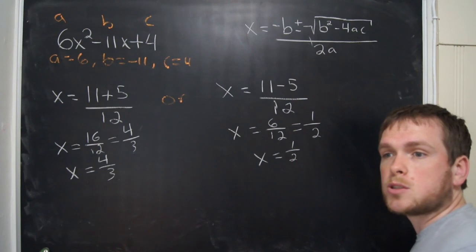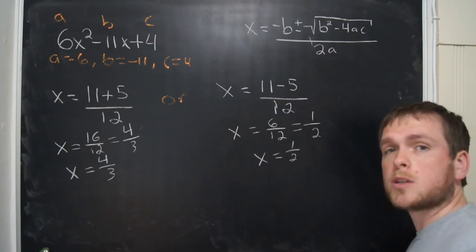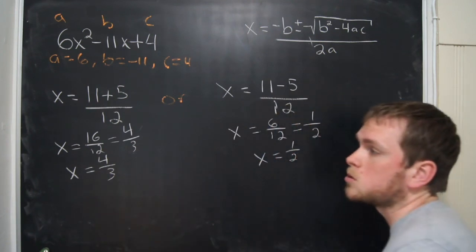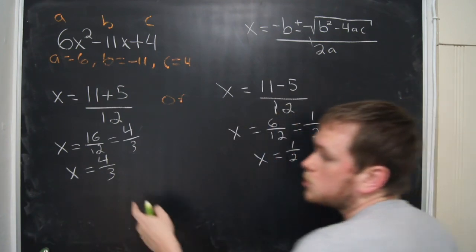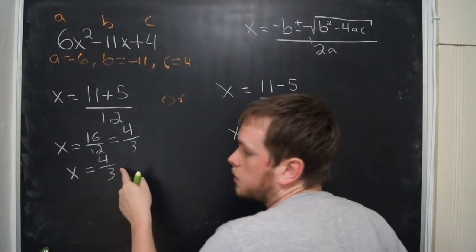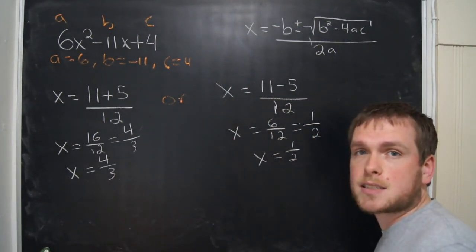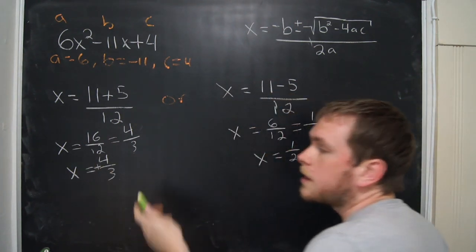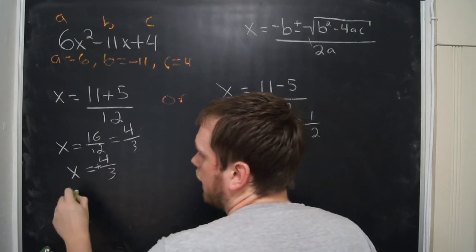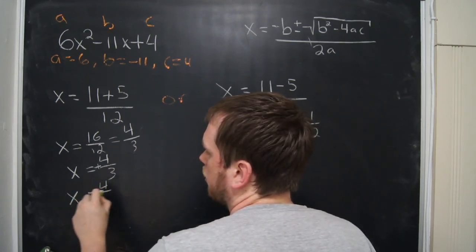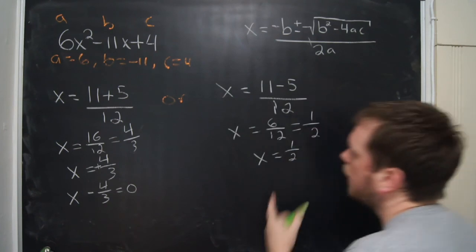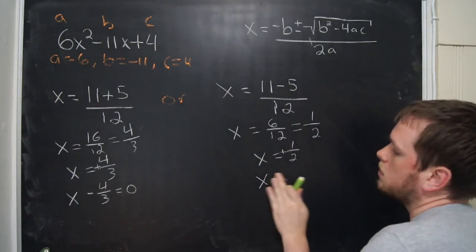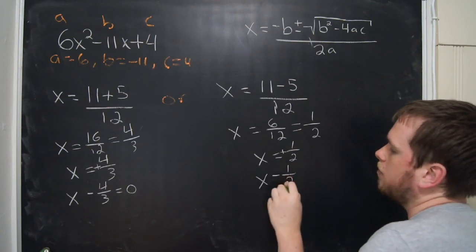But we're not trying to, in this problem, necessarily get a solution, we're just trying to factor. So what we're going to do now is take each one of our solutions. We'll start with x equals 4/3, and I'm just going to move my 4/3 so it's on the same side of the equation as the x is. So over here it's x equals positive 4/3, so I'm going to have to subtract it over. That gives me x minus 4/3 equals 0. And over here I have x equals positive 1/2, so I'll subtract that over. It gives me x minus 1/2 equals 0.